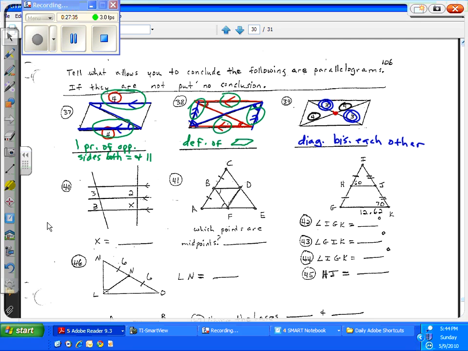So ways to prove a quadrilateral is a parallelogram: if both pairs of opposite sides are parallel, if both pairs of opposite sides are equal, if both pairs of opposite angles are equal, if the diagonals bisect each other, or if one pair of opposite sides is both equal and parallel.